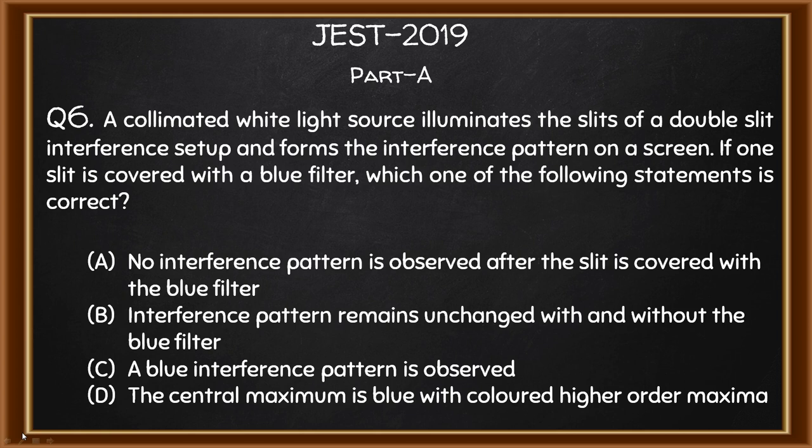So the question is, a collimated white light source illuminates the slits of a double slit interference setup and forms the interference pattern on a screen. If the slit is covered with a blue filter, which one of the following statements is correct? That we need to find out. Four statements are given. That is, no interference pattern is observed, or the interference pattern remains unchanged, or a blue interference pattern is observed, or the central maximum is blue with colored higher order maxima.